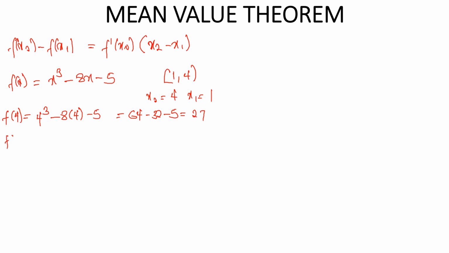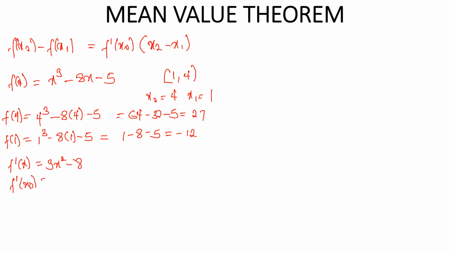Then we go on to find f of 1, which is 1 raised to the power of 3 minus 8 into 1 minus 5, which is equal to 1 minus 8 minus 5, which is equal to minus 12. Then we find f prime of x, which is the differentiation of f of x, where f of x is equal to x cubed minus 8x minus 5. If you differentiate x cubed, you have 3x squared. If you differentiate 8x, you have 8, and if you differentiate 5, you have 0. So f prime of x naught is going to give you 3x naught squared minus 8.